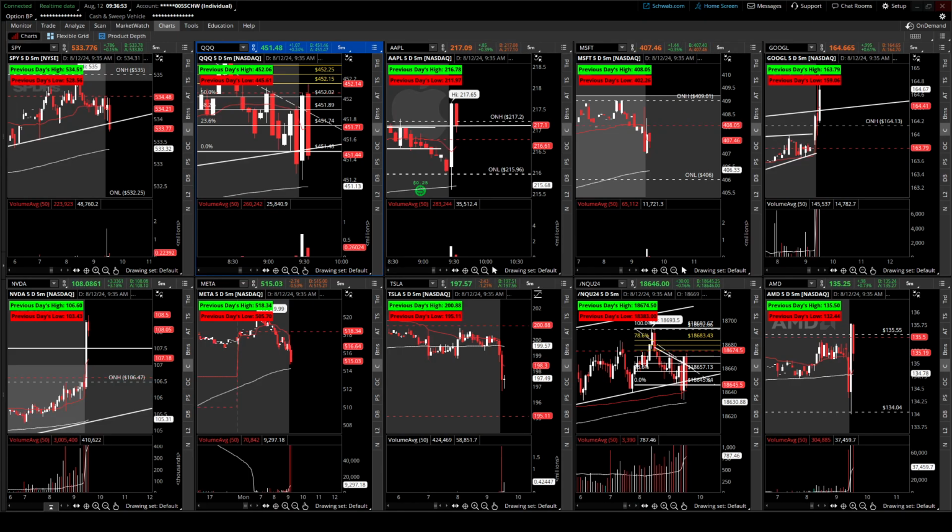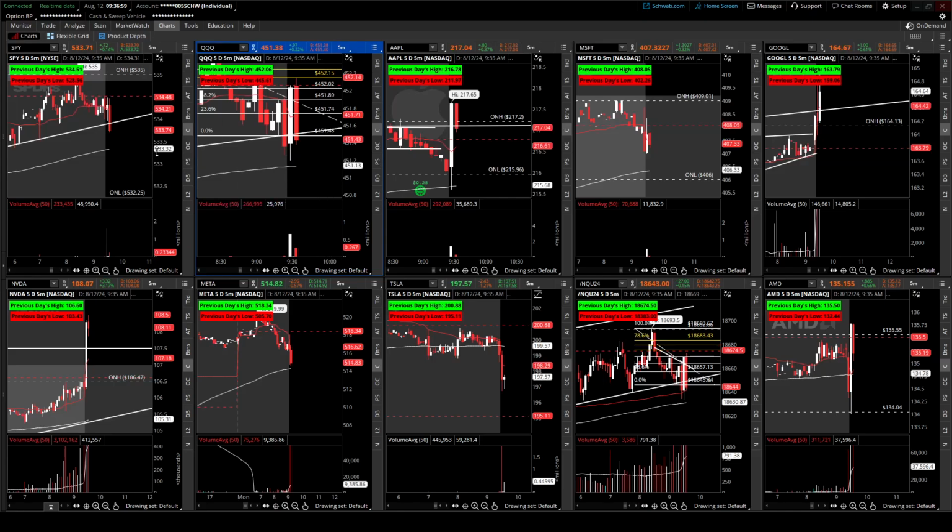If you do want to just take a small gain, start the day green. But for me, I'm gonna be looking to hold this through. I do still think we could get this break.